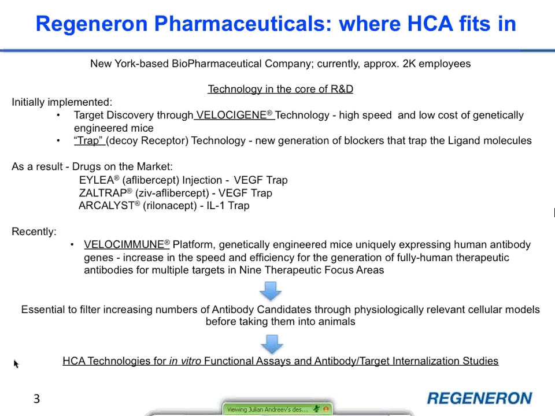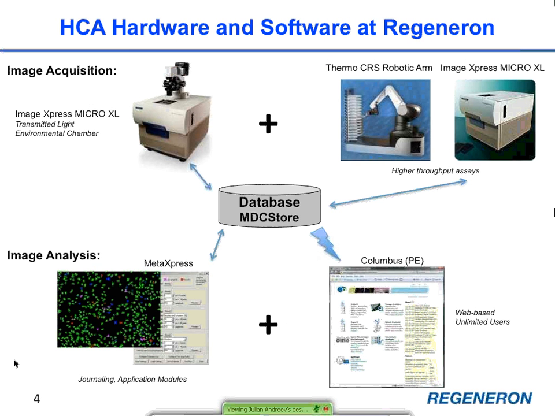That is when it became obvious that to filter this increasing number of antibody candidates, we need physiologically relevant cellular models, and we need to implement high content analysis technology. Over the past 3 years that I've been with the company, we built a platform consisting of ImageXpress Micro XL with transmitted light and an environmental chamber. Second, IXM with Thermo CRS robotic arm. We use MetaXpress and also Columbus software, and all of them are linked through MDCStore database.